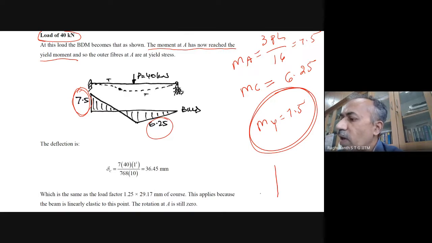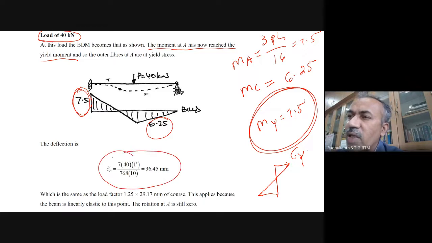At A, if you compute the stresses, the top fiber and the bottom fiber will reach the yield stress. You followed. The yielding has already started. And now this is the deflection you can calculate for this load. The same expression is valid. If you substitute 40, it is 36.45. And rotation at A is still zero. So this is what happens.